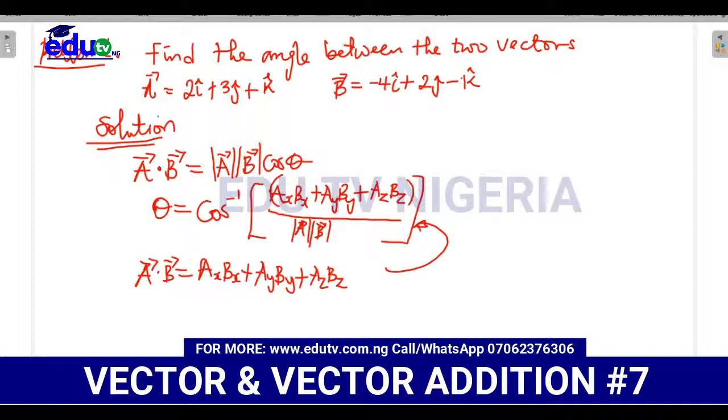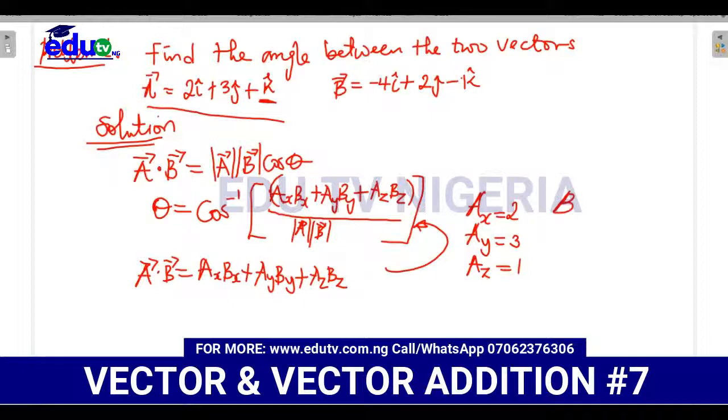At the same time, we also have to work out the magnitude of vector A and the magnitude of vector B. Now, ax will be given to us from this: ax will be 2, ay will be 3, and az will be 1. I told you there's a unit vector here; the coefficient of this unit vector k is 1.